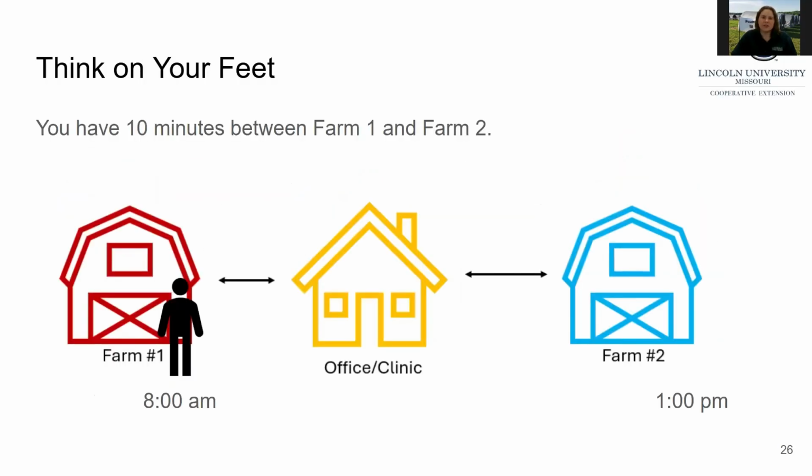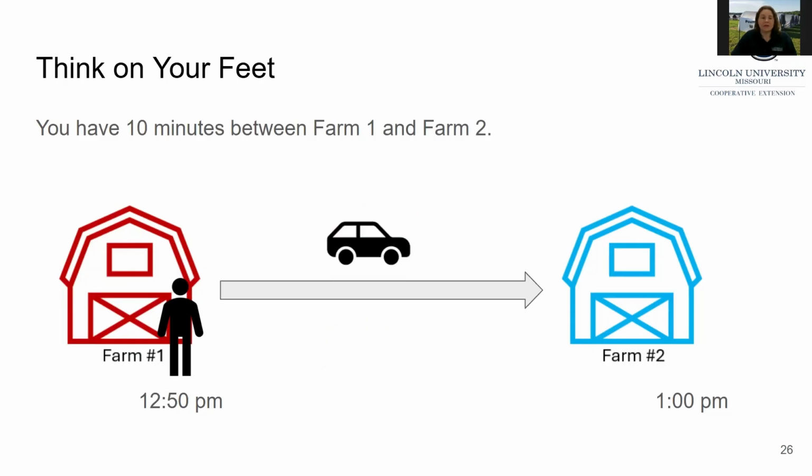So let's make the situation a little more challenging. We know our next farm visit starts at 1, but we don't leave farm number 1 until 12:50. Luckily, farm number 2 is only about 10 minutes away, but there's no time to go back to the office. So what do we do? In some situations, the simplest answer might be to reschedule the second visit, but let's assume this is an example of an urgent or emergency call, and we have to be at farm number 2 as scheduled.